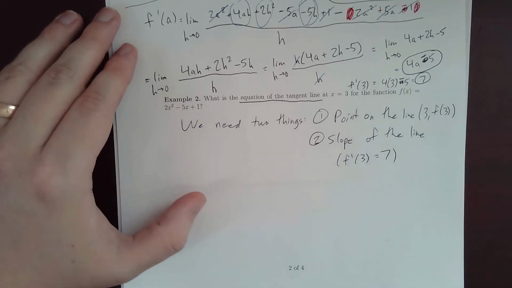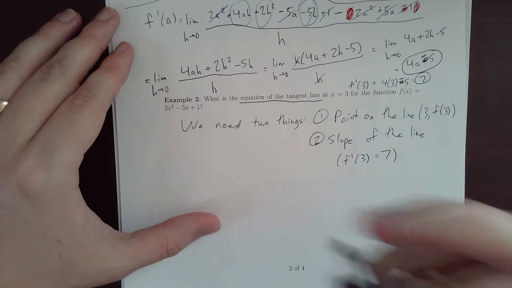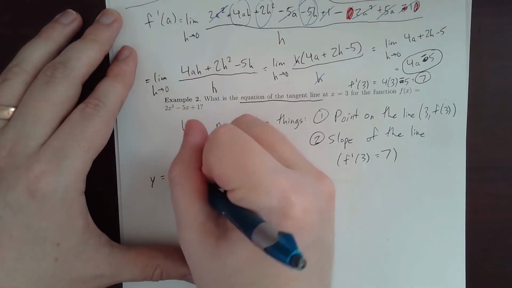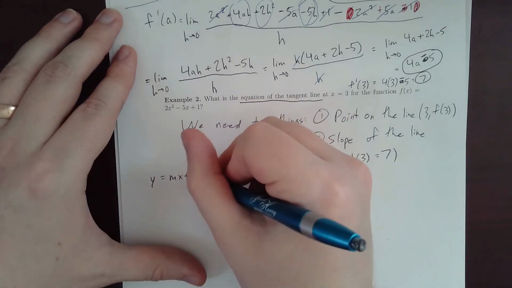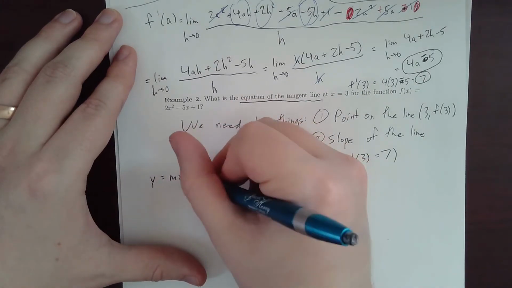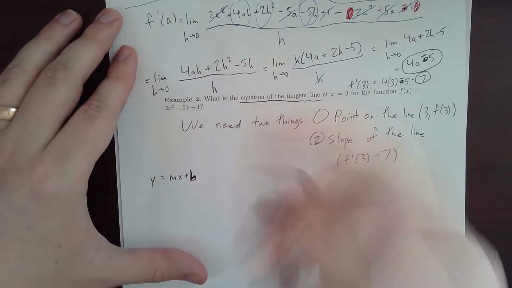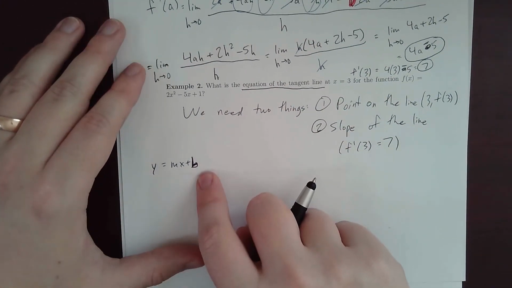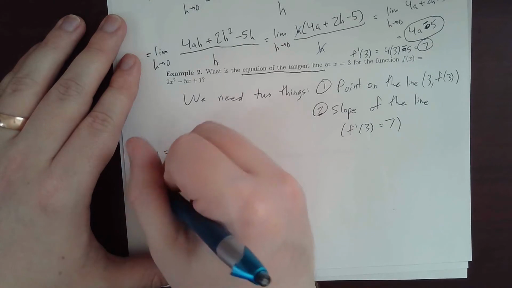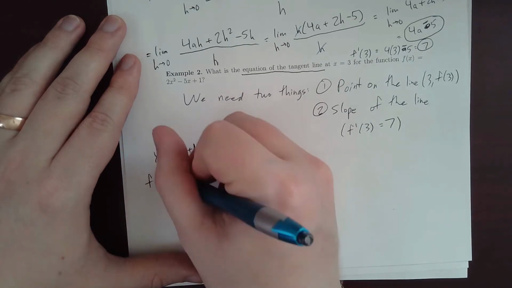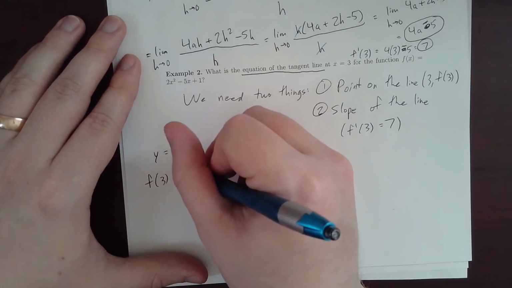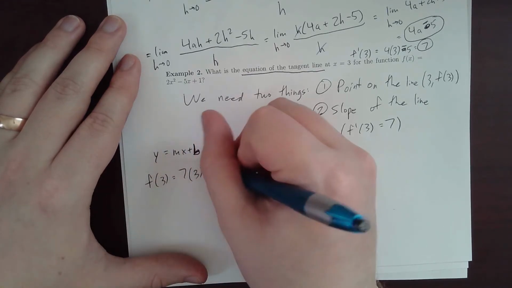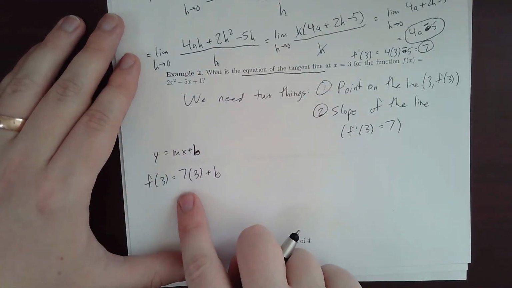Now we don't know what f of 3 is offhand, but we could very easily find it. So remember that when you're looking for the equation of a tangent line, we usually look at y equals mx plus b, where m is the slope of the line, and x and y are going to be whatever the x and y value of any point on that line is, and b is the y-intercept. So let's fill in some of the things we know. We know that f of 3 is going to equal 7 times our x value of 3 plus b. So remember, the 7 is coming from the derivative.